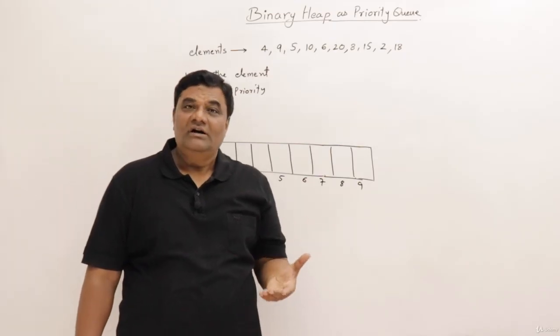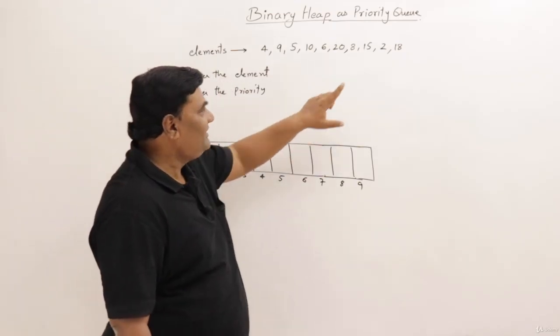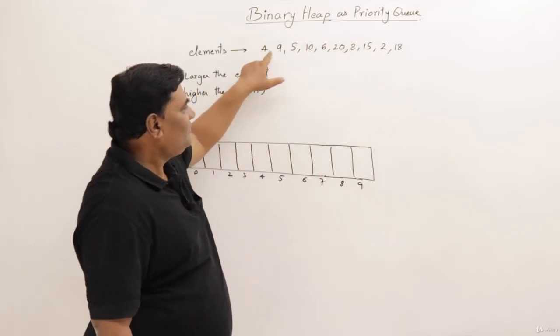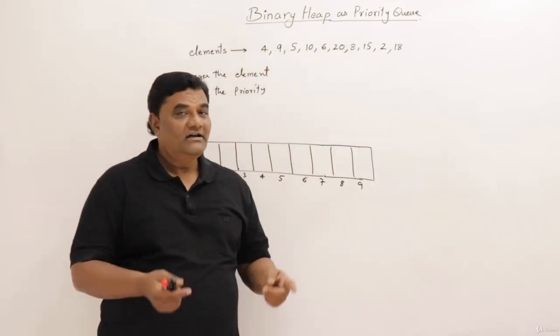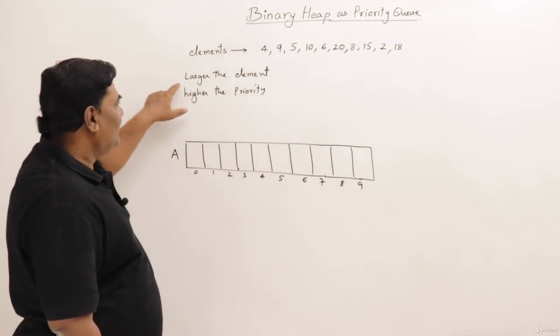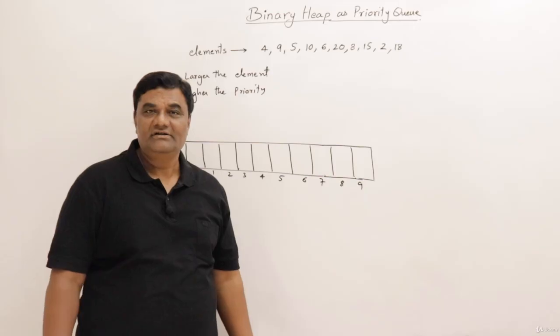If you say no, I select that the smallest number has higher priority, then the highest priority element is 2, then 4, then 6 and so on. So we have to decide beforehand. I have decided that larger the element, higher the priority.